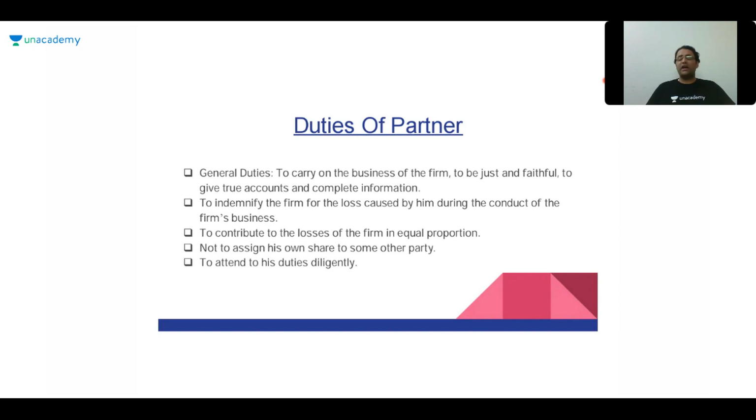The profit sharing and the loss sharing ratios of all the partners is mentioned in the partnership deed and needs to be adhered to strictly. Not to assign his own share to some other party. Like I said, his own share cannot be assigned to some other party without the unanimous consent of all the other partners. To attend to his duties diligently. Every partner is supposed to attend to his duties diligently.